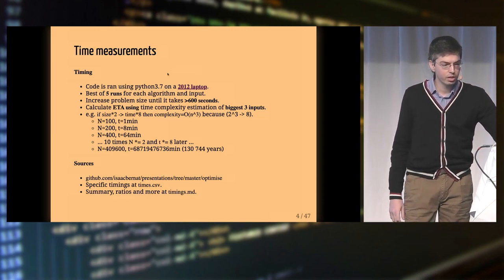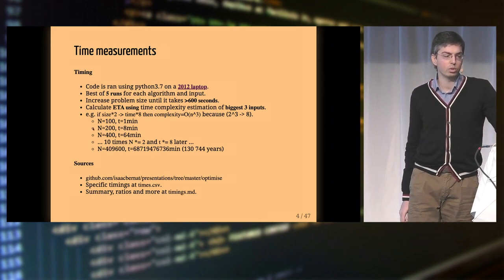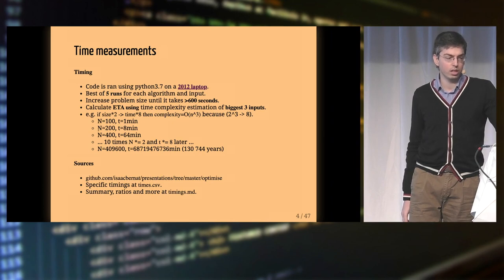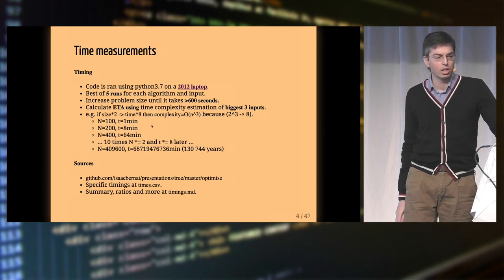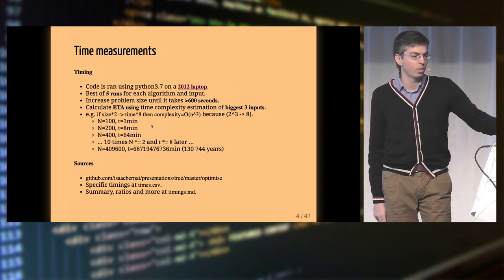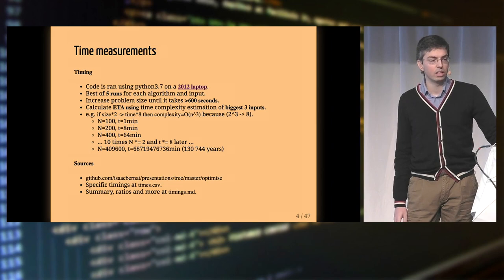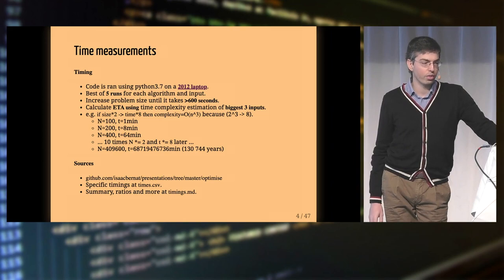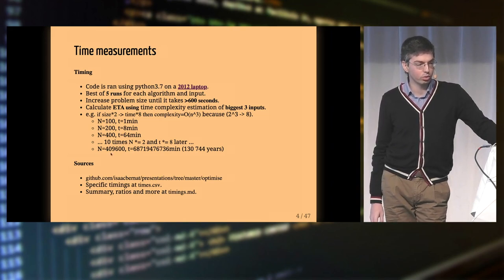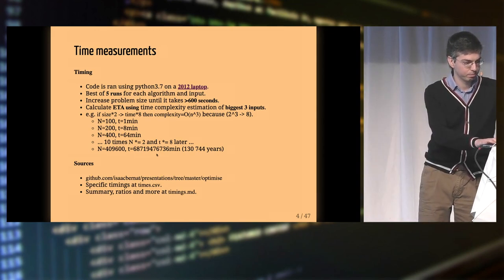Here we have an example. If n equals 100 takes 1 minute, n equals 200 takes 8 minutes, and n equals 400 takes 64 minutes, we could say that the algorithmic time complexity is cubic, because every time we double the input size, the time gets multiplied by 8, and this is 2 to the power of 3. So using the same function, we could infer that for n equals 400,000, the time would be 130,000 years. And this is how I did it.